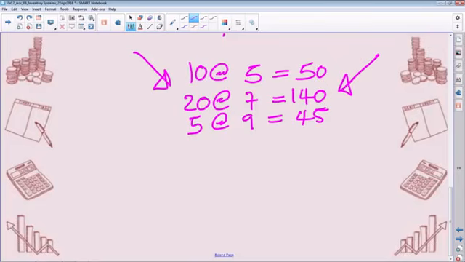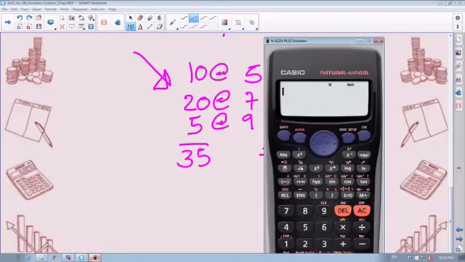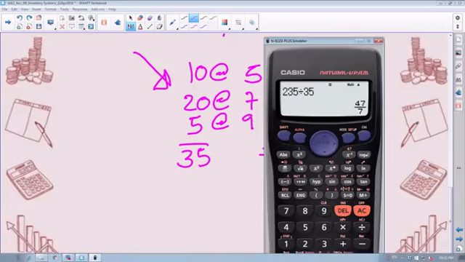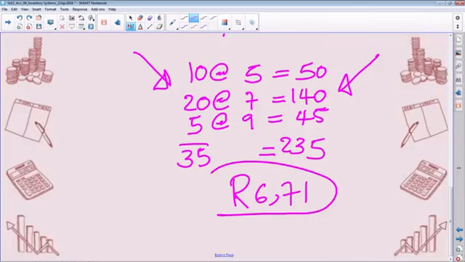So we add 20 plus 10 is 30 plus 5 is 35 units, right? And the cost here will be 235 Rand. Right, what do we then do? We say, fine, let's take our calculator, and we say the value was 235 divided by the quantity, which is 35, to give me a figure of 6 Rand 71, and therefore 6 Rand 71 is what we refer to as the weighted average.